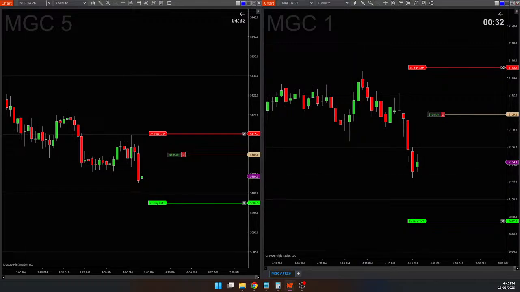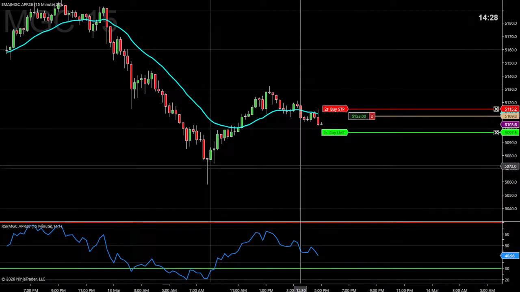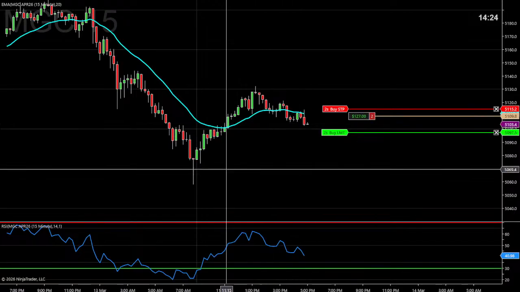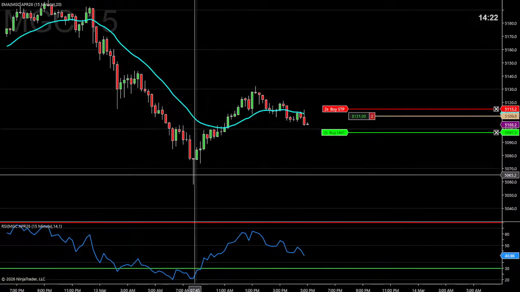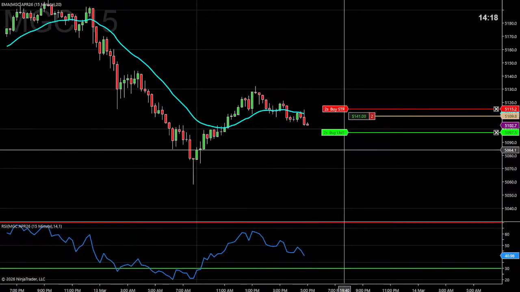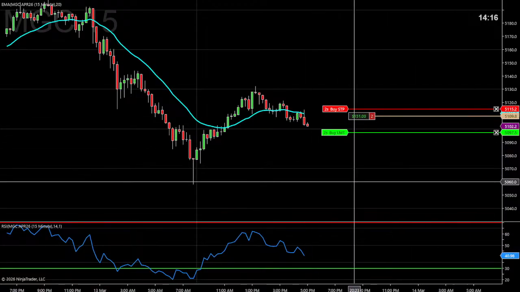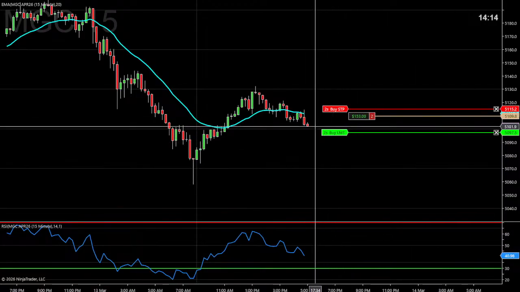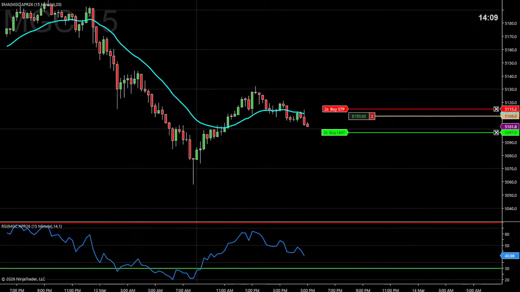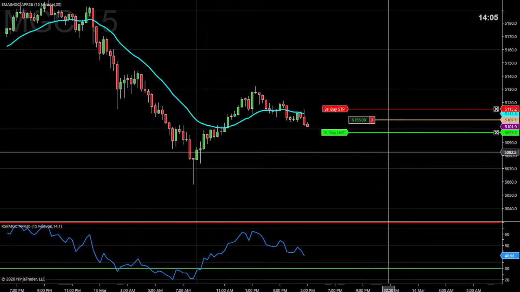I do have to be mindful that I probably can't expect price to go all the way down here, given how slow this movement is. I might actually expect price to start going that way. Okay, there we go, sell another contract.